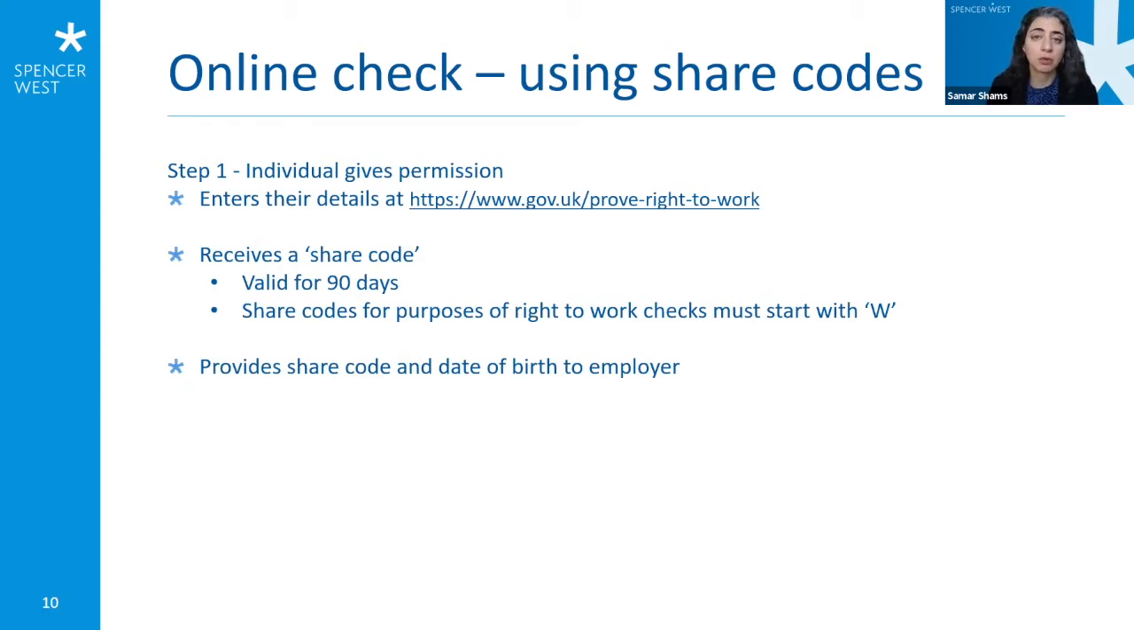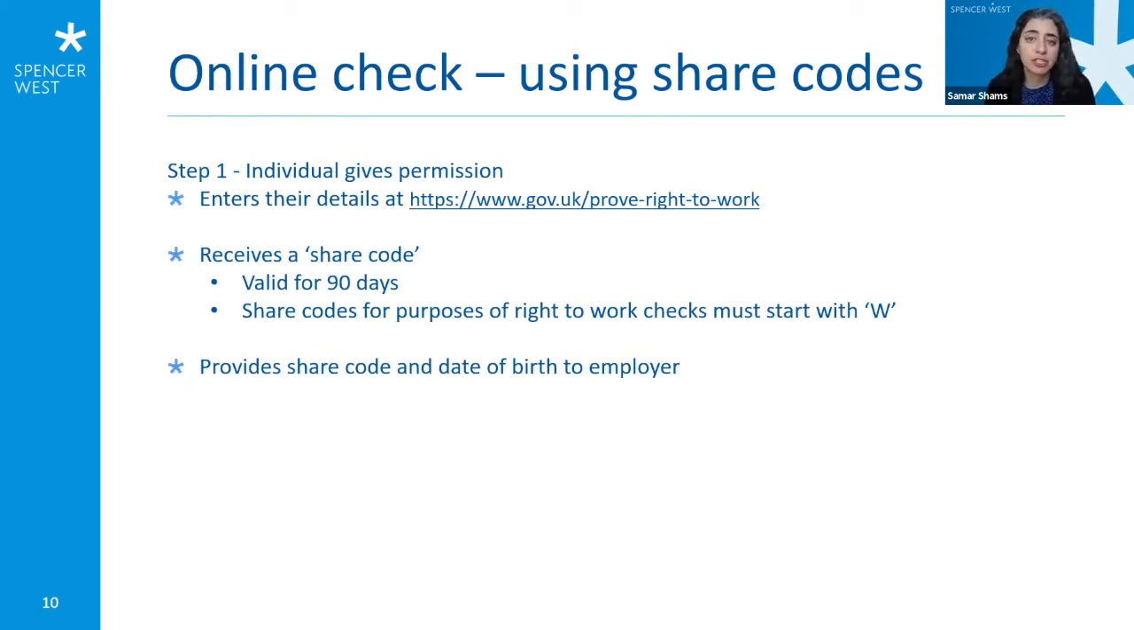documentation for you to check and then be eligible for an excuse from civil penalty. Okay, you need to ask them to generate a share code at that URL there. When they receive the share code, it should be valid for 90 days. It used to be a shorter period, but I understand they're now valid for 90 days. And since the 10th of January, the share codes that are generated specifically to prove the right to work will start with a W, okay?